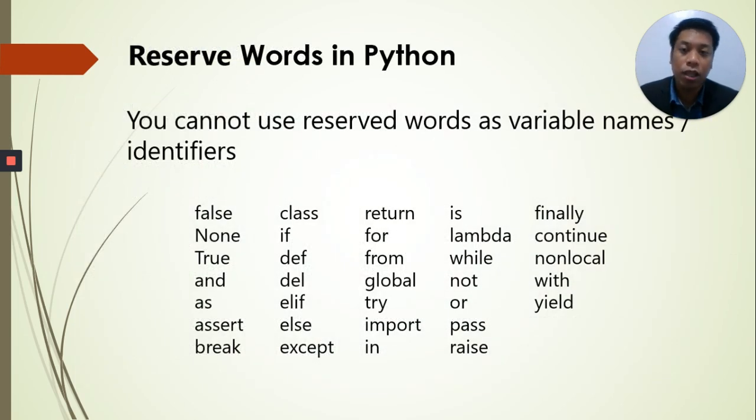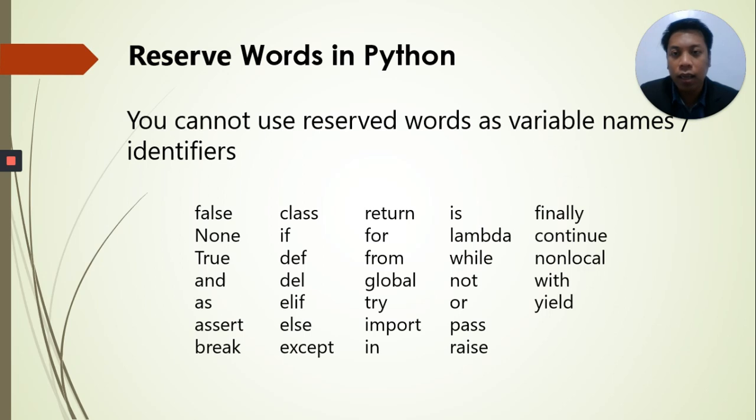You also have the reserved words. You cannot use reserved words as variable names or identifiers, which we can see on the screen, like False, True, and, as, assert, break, and so on and so forth.